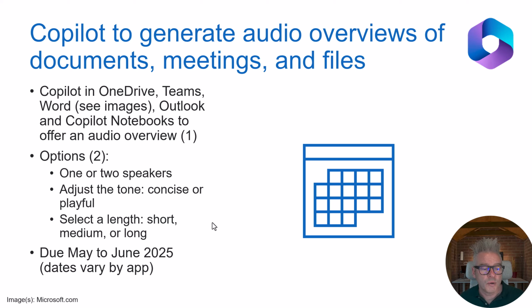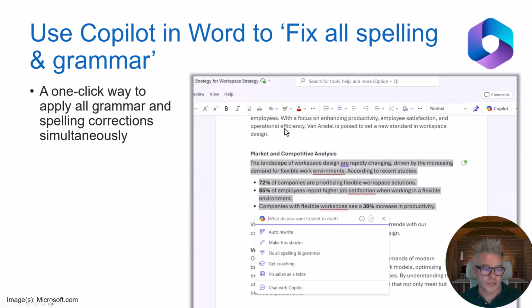Really nice feature. May to June 2025, but it will vary by app. There's a whole list of different dates, you can see. Look at that first point up there. It's surfacing in lots of places and in different styles.